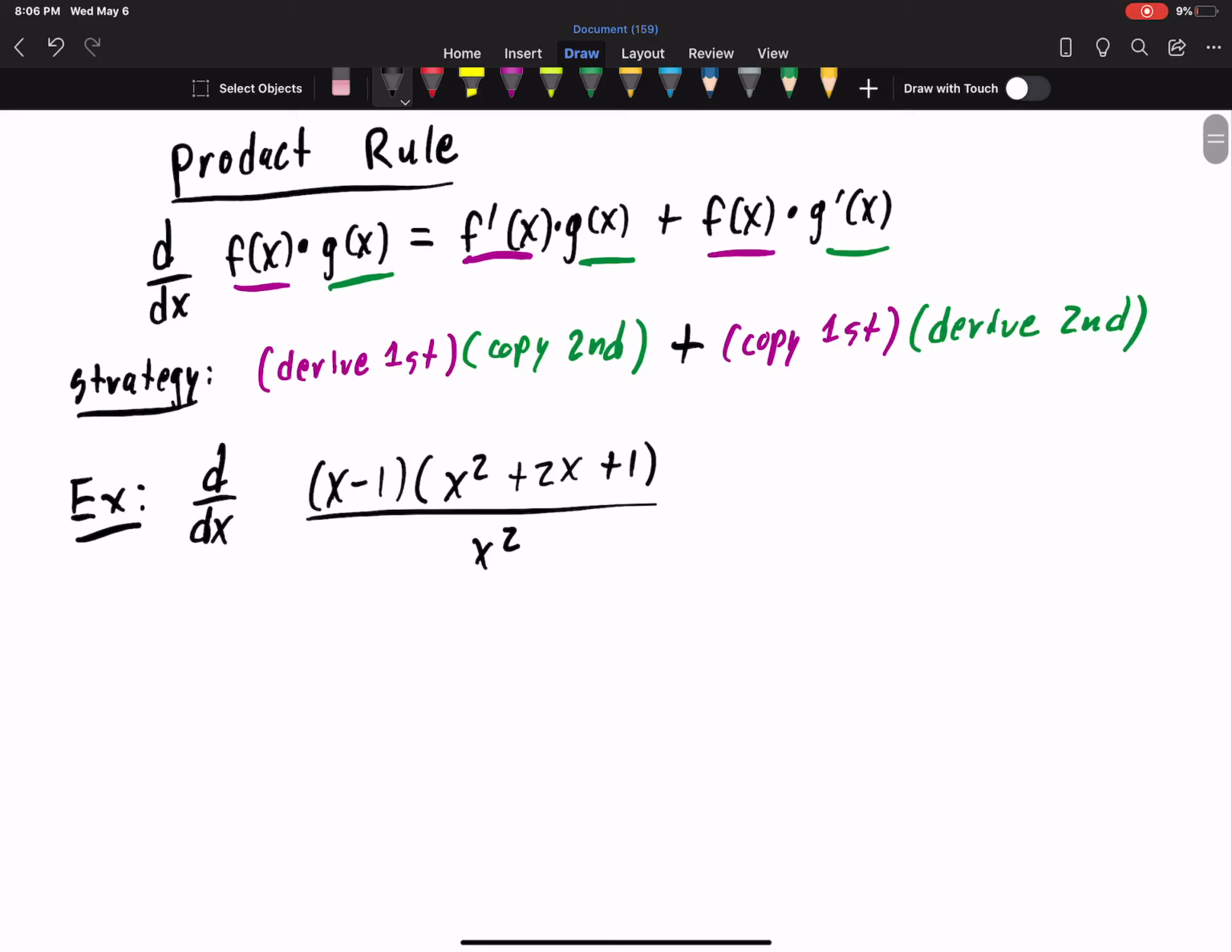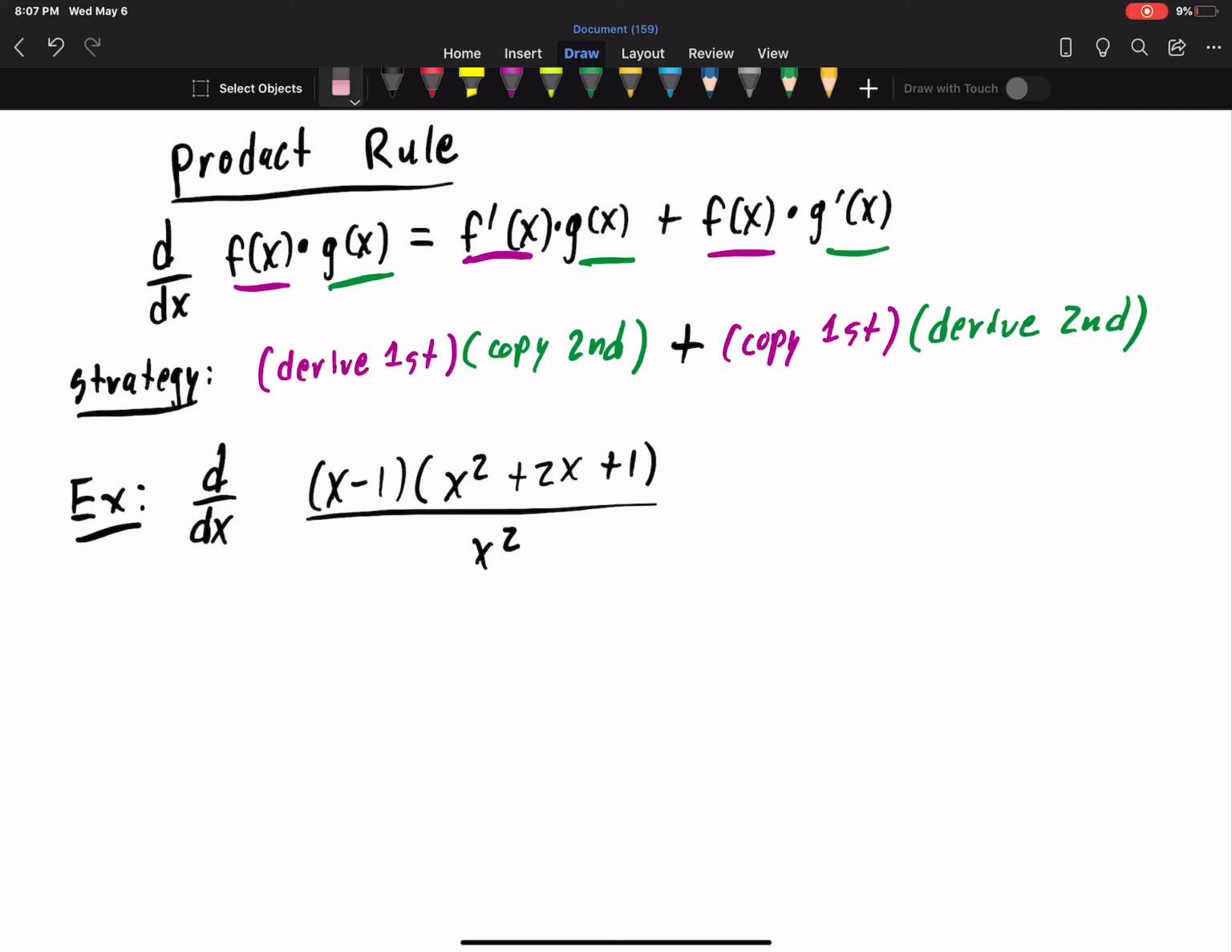All right, how do we handle this weird one? Looking at it, it doesn't seem like you could use a product rule, does it? But it turns out you can with a little bit of manipulation. So we have this thing in the denominator already. I can bring that up to the top, can I not?